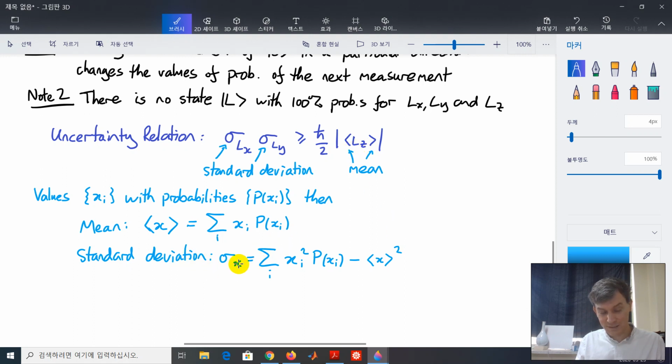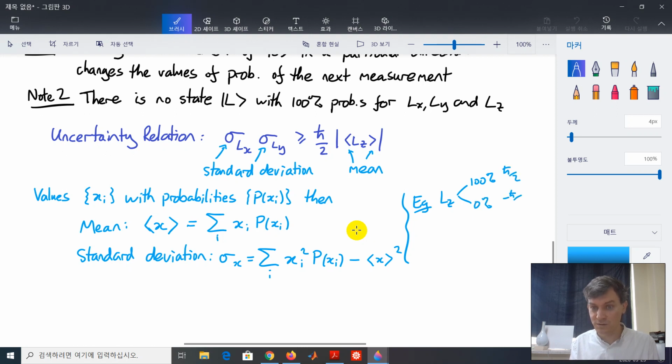And in the second case here, the standard deviation tells you how big is the range of values. So if you're in a state which has 100% h bar over 2 and 0% minus h bar over 2, then this would have a mean just equal to h bar over 2, because it's definitely h bar over 2, and it would have a standard deviation just equal to 0 because there's no uncertainty in the value of Lz.